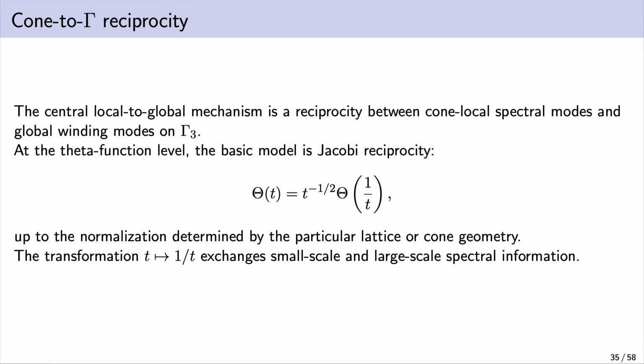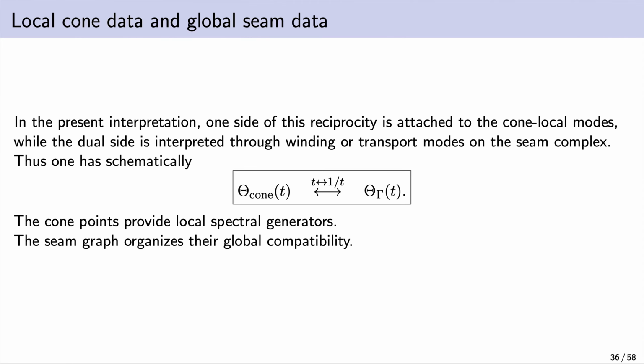This is just bare from any seed interpretation so far. It's just the Jacobi reciprocity identity, and it basically transforms T to 1 over T and exchanges small scale and large scale spectral information. In the current interpretation, one side of this reciprocity is attached to the cone local modes, and the dual side is interpreted through the winding or transport modes on the seam complex gamma.